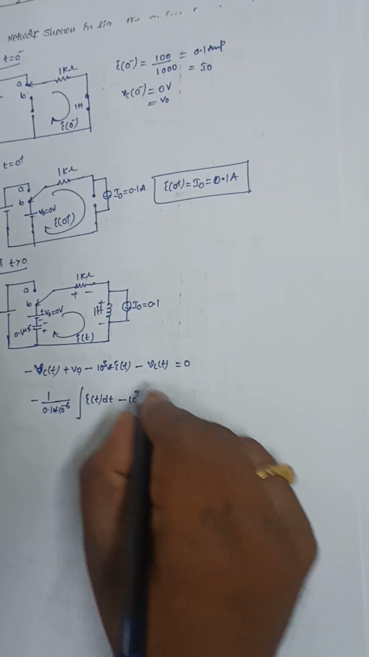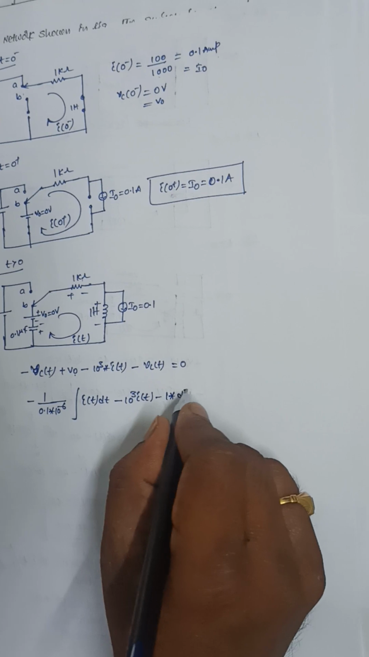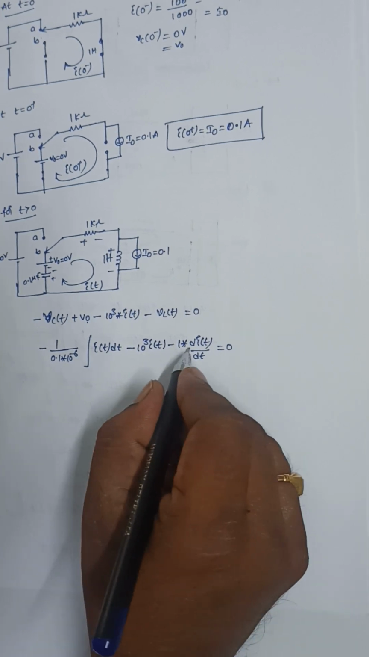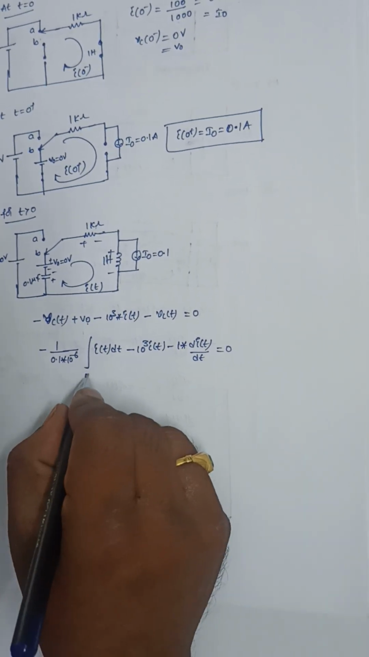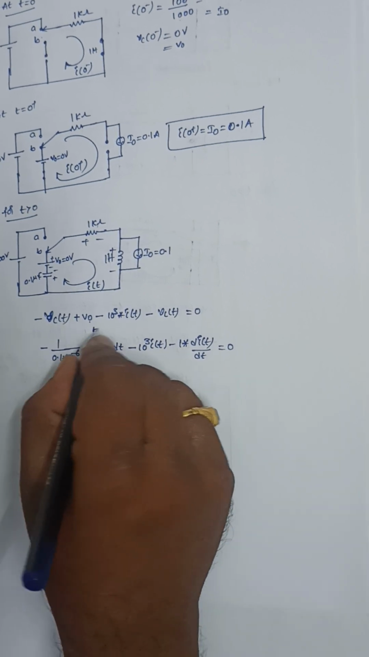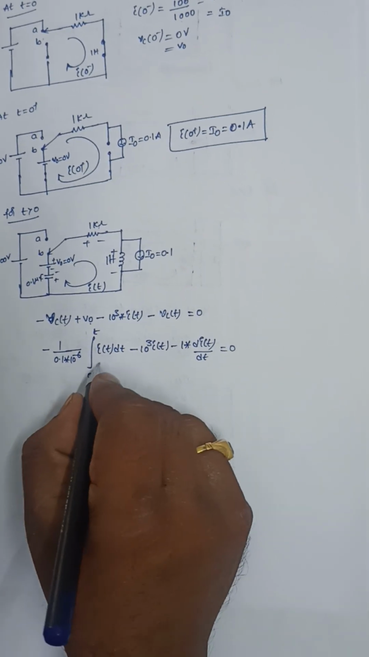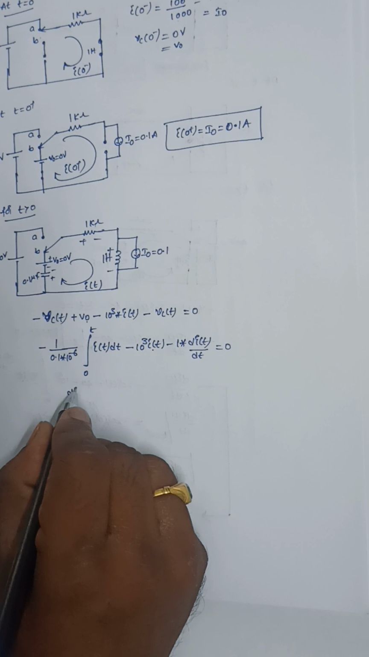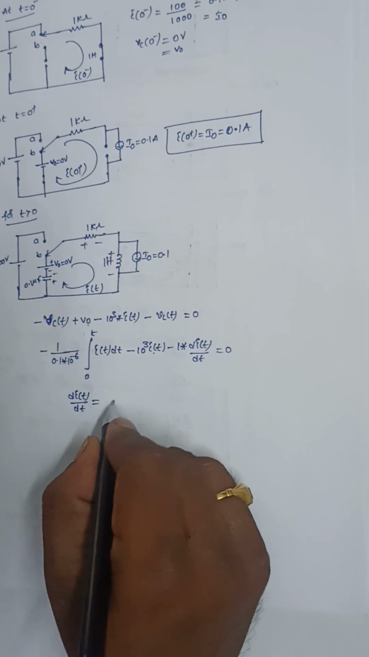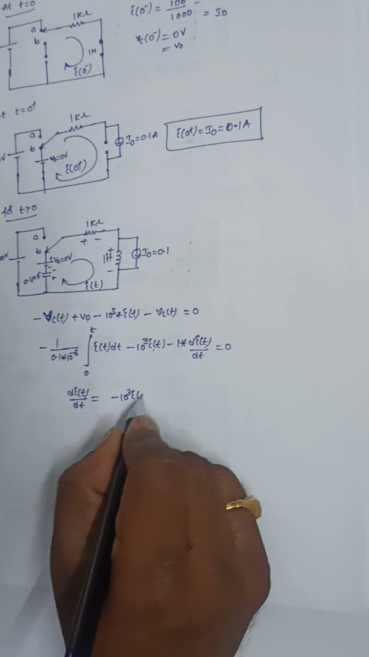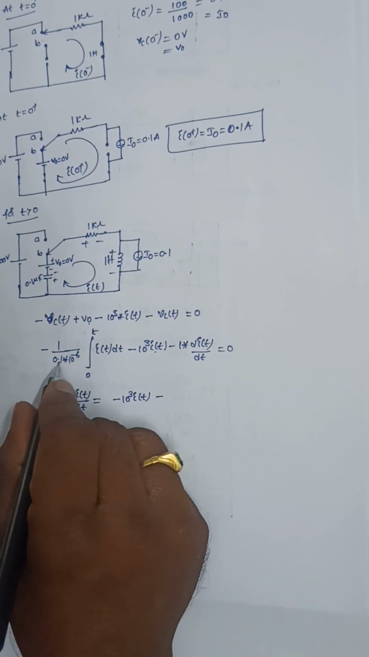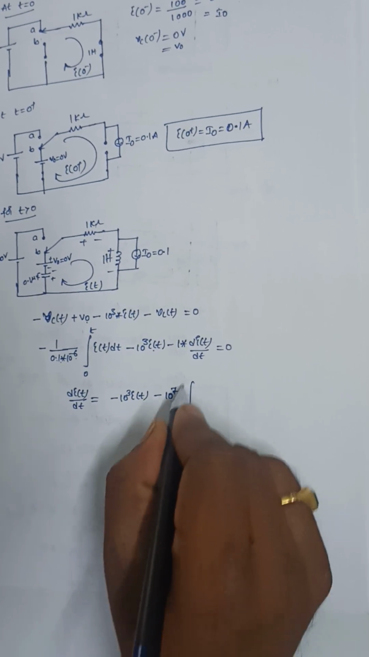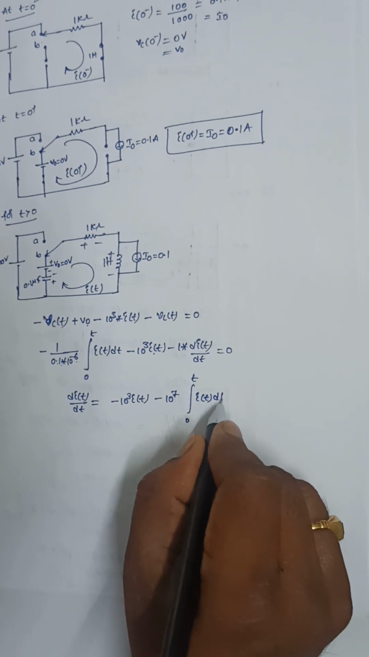VL of t is L into di of t by dt. So L is 1 into di of t by dt is equal to 0. The integral is from 0 to t. What I need to find here is di by dt. So di of t by dt is equal to minus 10 cube into I of t, minus 0.1 is 10 power minus 1, 10 power minus 6, so it is 10 power 7 into integral 0 to t I of t dt.